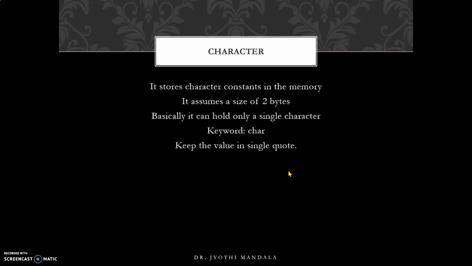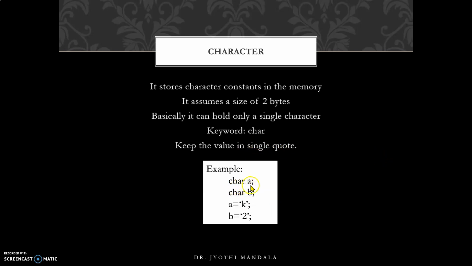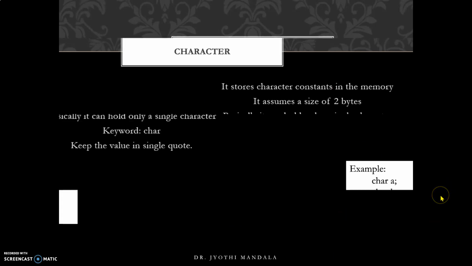Okay, now whenever you want to store any value, that value should be kept in a single quote. See here an example. I have declared two variables, char a and char b. Both will be storing only single character values, and whenever you are storing any character values, they should be kept in single quotes. Got it? See here, a is storing k, b is storing 2, but here it is not an integer value, it is a character value. Why? Because we have declared b as character. That means we need to put that 2 in single quotes. Got it, all of you? 2 is also considered as a character value. So this is how a character value can be stored.